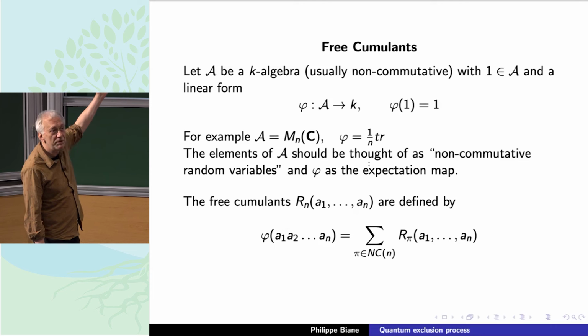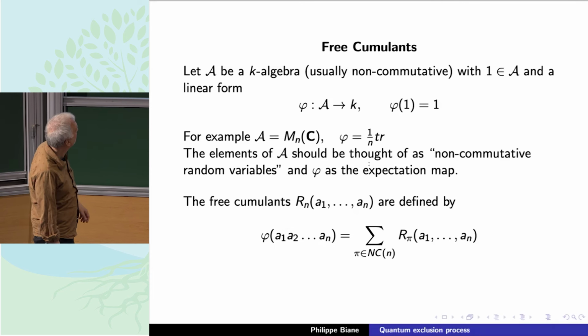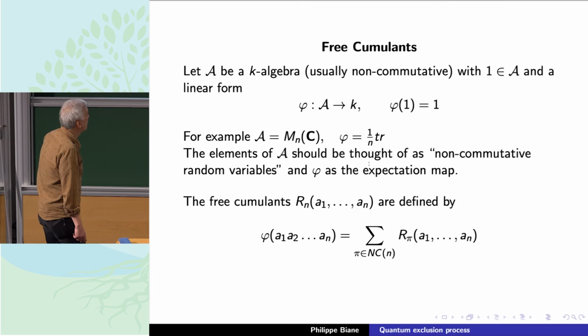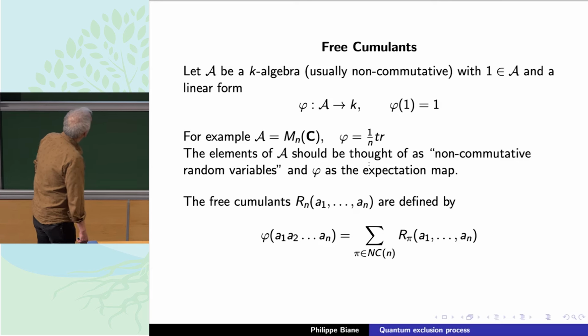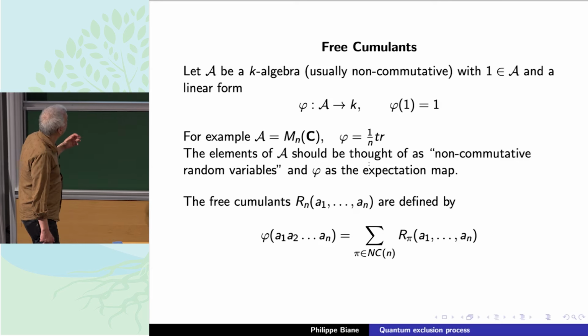A typical example is just the algebra of matrices of complex numbers, and phi is a normalized trace, so that the trace of the identity is 1. We should think of the elements of A as non-commutative random variables, and phi as the expectation. Now the free cumulants are defined in an implicit way, by a formula similar to the one we had in the case of cumulants.